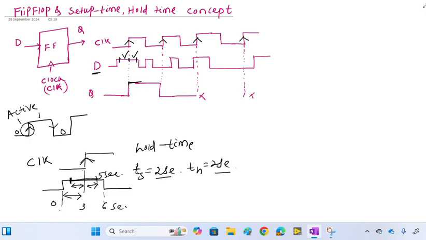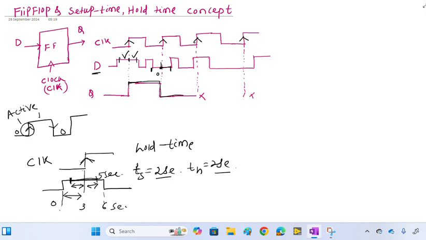Again, if you go up to this, what will we see? Another rising edge is coming. What is the data here? 0. So for 2 seconds before, the data is constant. After the rising edge, for another 2 seconds the data is constant. So it is satisfying the setup time and hold time conditions. So we'll get output 0 because the data is 0.